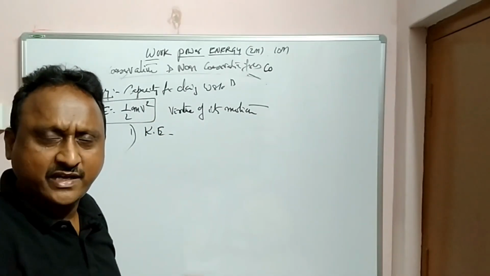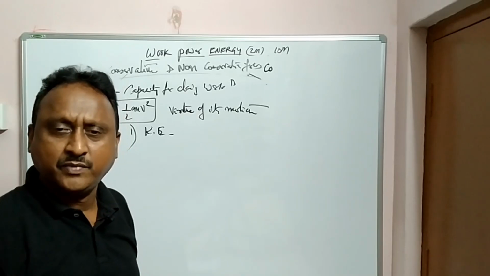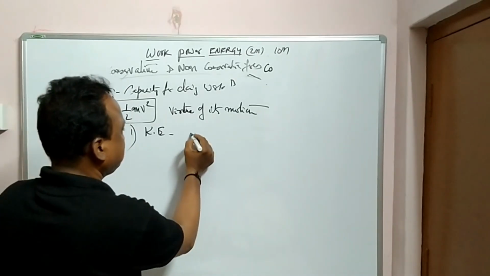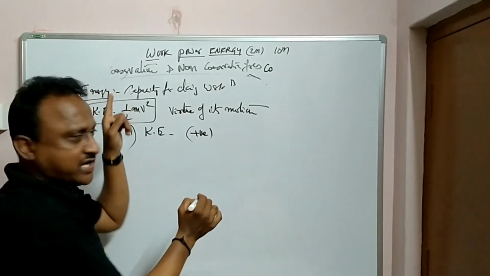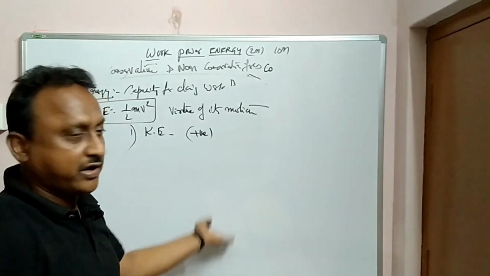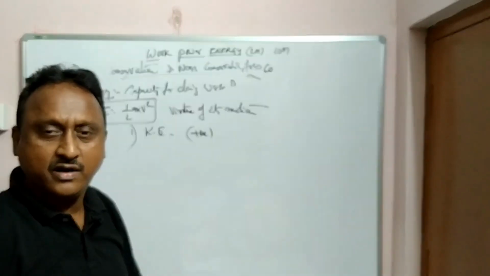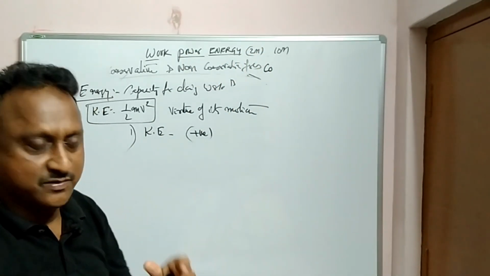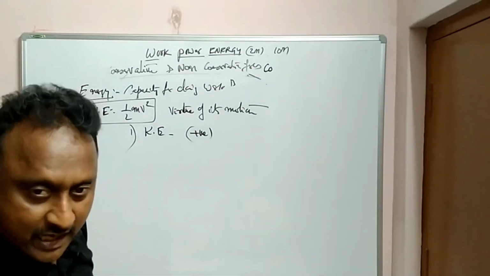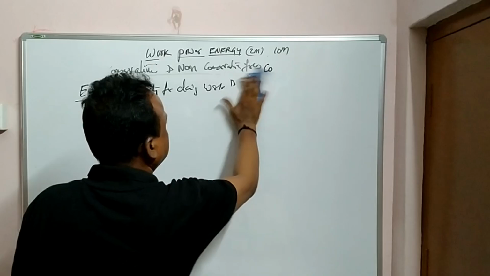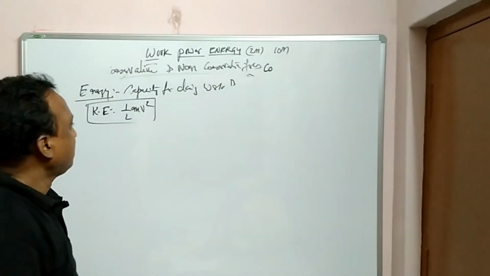And please make a note, kinetic energy cannot be negative because it is half mv square, so it is always positive. Whereas potential energy can be negative. Just now I told you, when the body is going in the upward direction, weight downward, displacement upward, minus mgh. Coming downward, mgh, positive. And the expression for kinetic energy is half mv square.